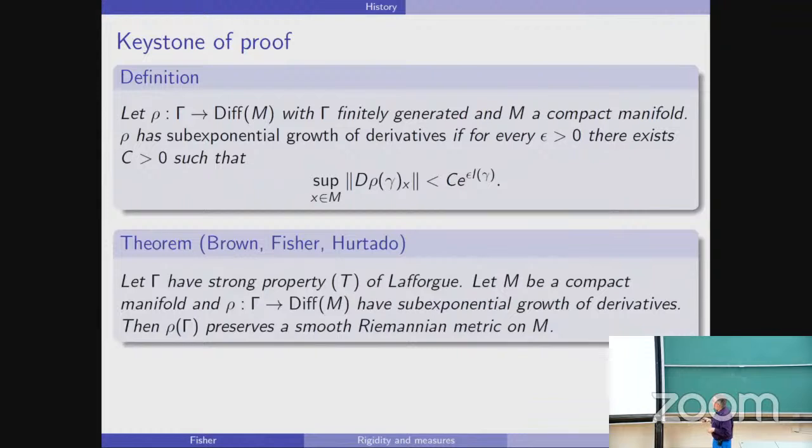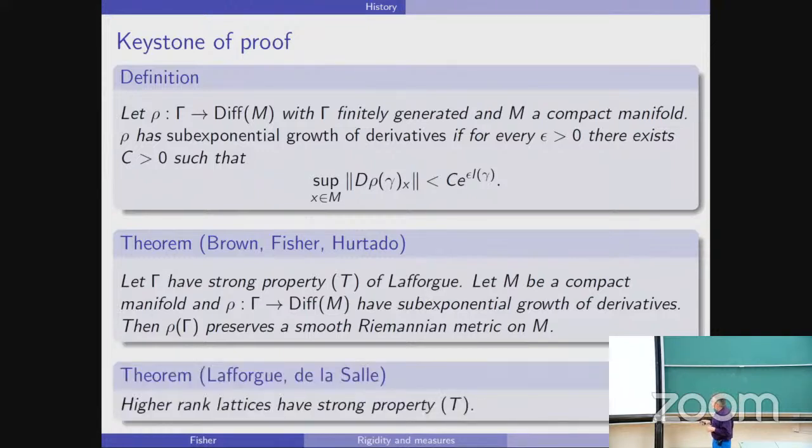So now I have this thing that says if I have strong property T of Lafforgue, then I preserve a smooth Riemannian metric, and what I just told you was that Zimmer now tells me I'm done. It's an easy argument. This is not hard. And then there's this theorem of Lafforgue in the case of co-compact lattices, and de la Salle in the case of non-co-compact lattices, that higher rank lattices have strong property T.